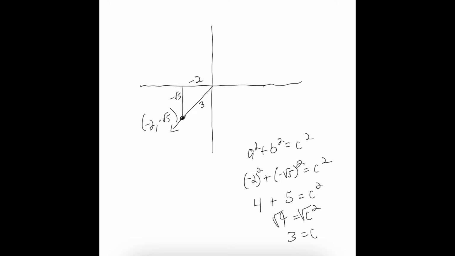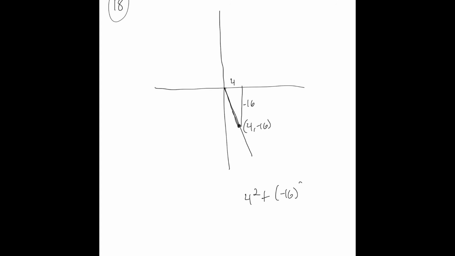Okay, and so we are going to find cosine of that angle. So cosine is adjacent over hypotenuse. The adjacent is -2. The hypotenuse is 3.